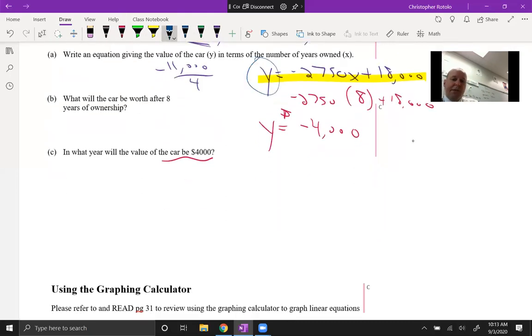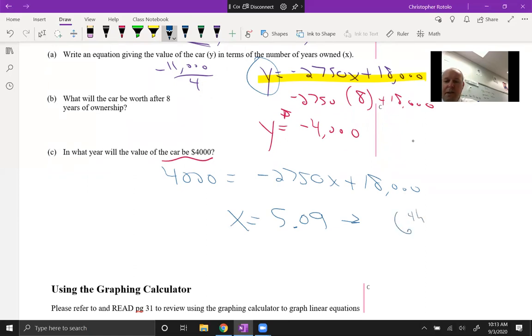So that means that's the ending result, right? So we want 4,000 equals your negative 2,750x plus 18,000. All right, so we're going to subtract our 18,000. We're going to divide by the negative 2,750, and we'll find out the year was 5.09. Okay, so in what year? Well, if it's 5.09, that means we've started the 6th year. So this one's more of a reading type of application dealing with that.